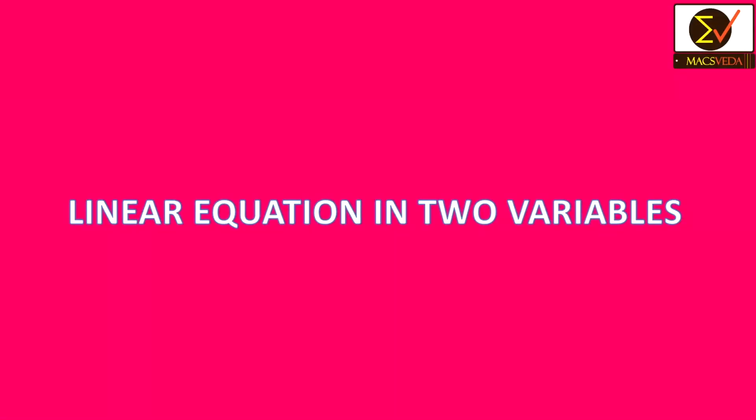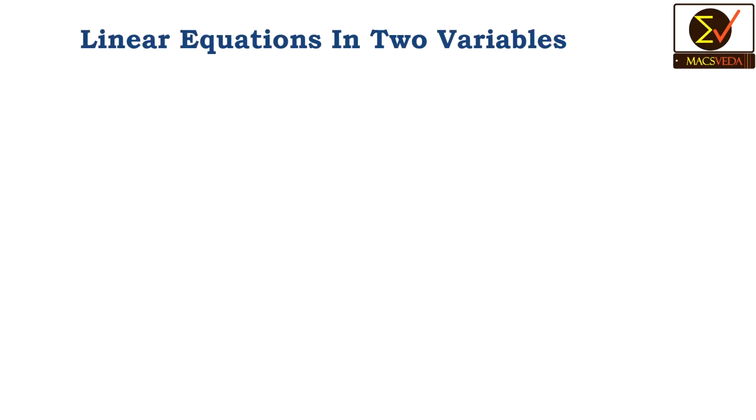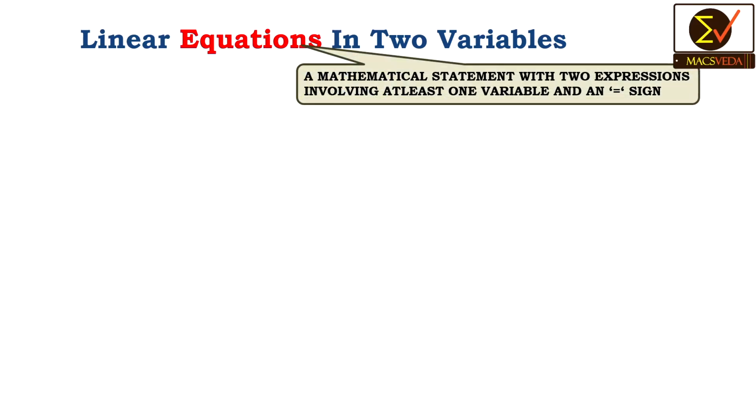Hi, let us understand what is a linear equation in two variables. First of all, what is an equation? An equation is a mathematical statement with two expressions involving at least one variable and an equal to sign. At least one variable means one or more variables. So an equation actually equates two expressions.